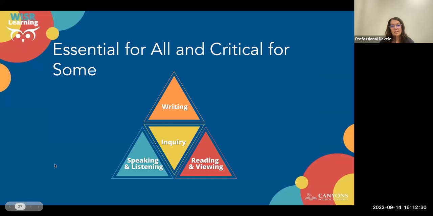So remember, this is essential for all, but it is critical for some. Those students that may not have the language and the vocabulary, these couple of strategies, using sentence frames, using the systematic vocabulary routine, and having teachers use rich language in our classroom, those are essential for all, but they're critical for some.